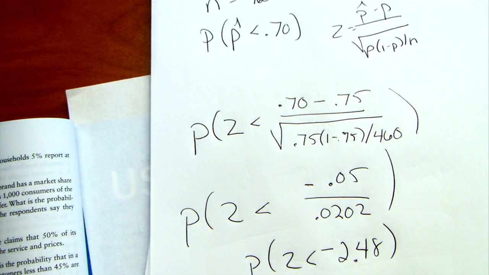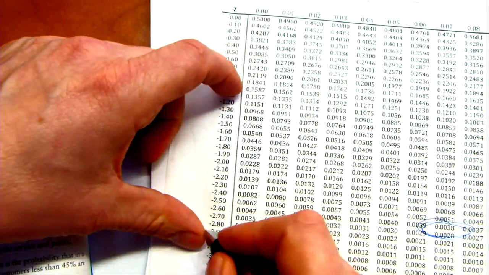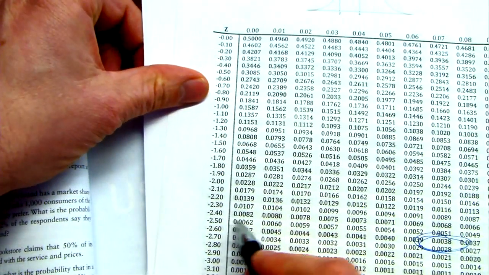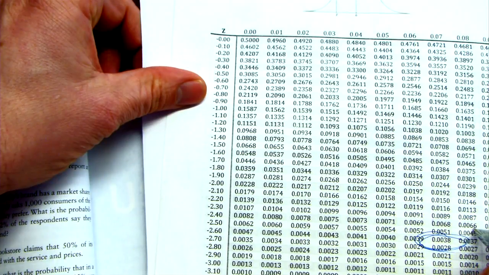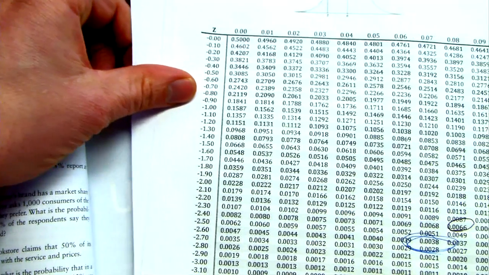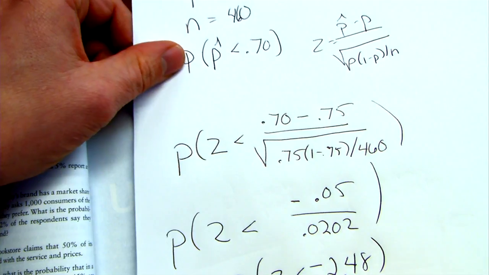So we need to look that up in our z table. It's less than, which is great, so all I have to do is a standard lookup. Negative 2.48 gives me 0.0066.